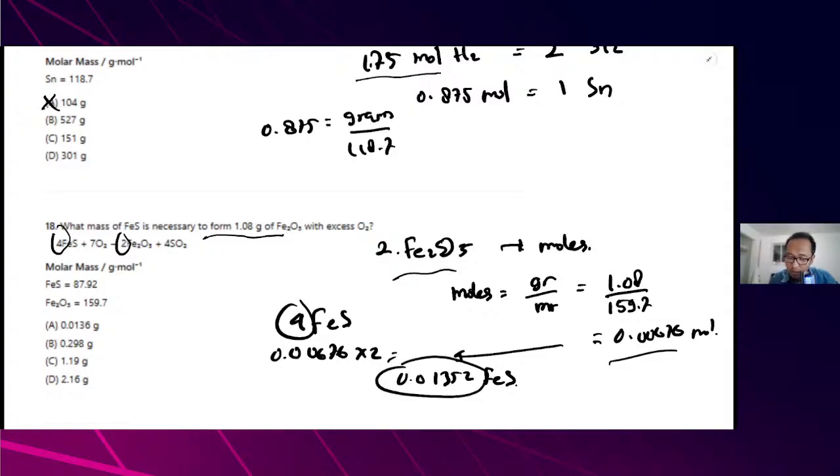Okay, and then we need to convert it into gram. It's pretty easy. Now the gram is 0.01352 times what? FeS is 87.92. So the answer will be 1.19 gram. Okay, so the answer is 1.19 gram. All right. So always use mole ratios from the balanced equation, and then convert back to mass or molecules depending on the question.